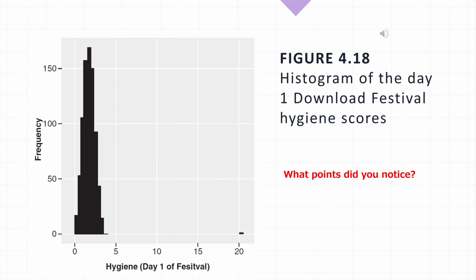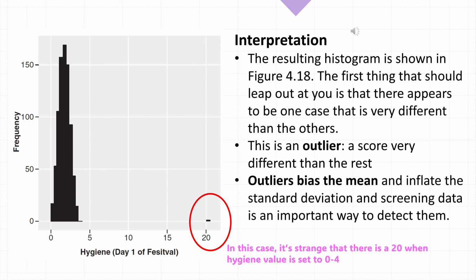Here's the figure. It looks left heavy. Why is that? Is it a political stance? What do you notice? Yes, there is a single outlier on the right. To show that value the scale expands and many bars appear left heavy. An outlier is a score very far from the others. It can pull the mean and inflate the standard deviation. Detecting outliers is one key goal of histograms. In this case, a value of 20 is strange because the hygiene scale is 0 to 4.